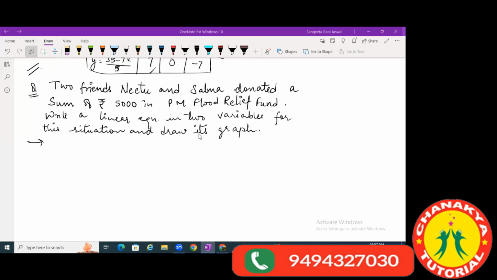Okay, so you have to frame the question. So let the two friends be Neetu and Salma. Let one friend donated rupees X, another friend donated rupees Y. So total amount is rupees 5,000. Right? Your equation becomes X plus Y equals 5,000. And you can plot this. Okay? Yes, ma'am.